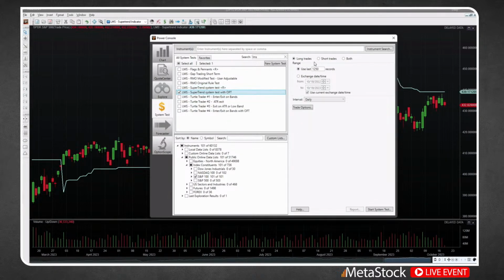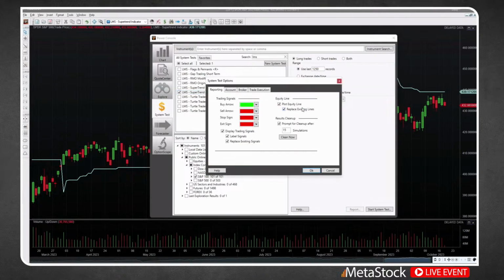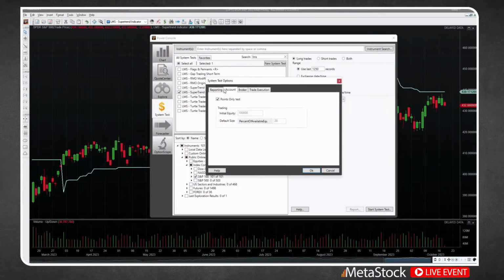And then over here on the right-hand side, for my settings, I'm going to test going only long, for example. Okay, that's all I'm going to look for. But again, you can test it going short or do a combination of both. I'm going to look back over the last 1,250 records, which for daily data equates to about 5 years of time. I'll tell it to run through the current exchange date and time. And then underneath our trade options here, let me just show you how I got this set up. I'm going to go to the account tab.